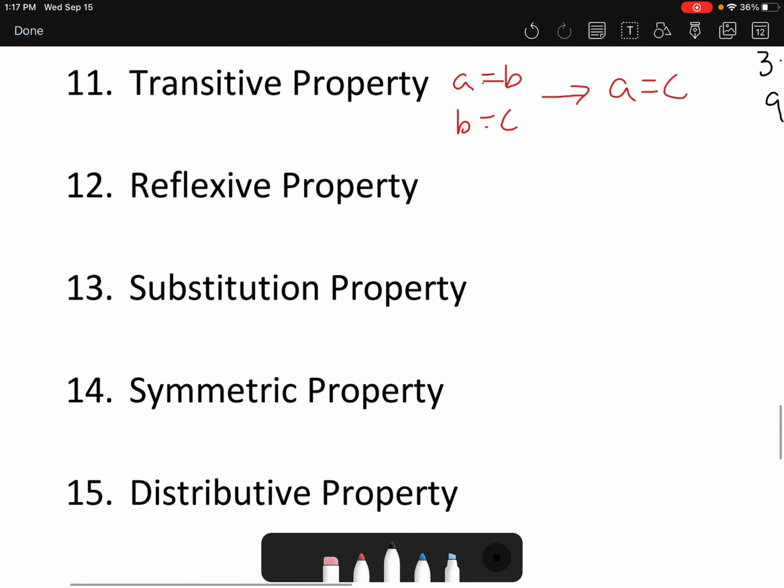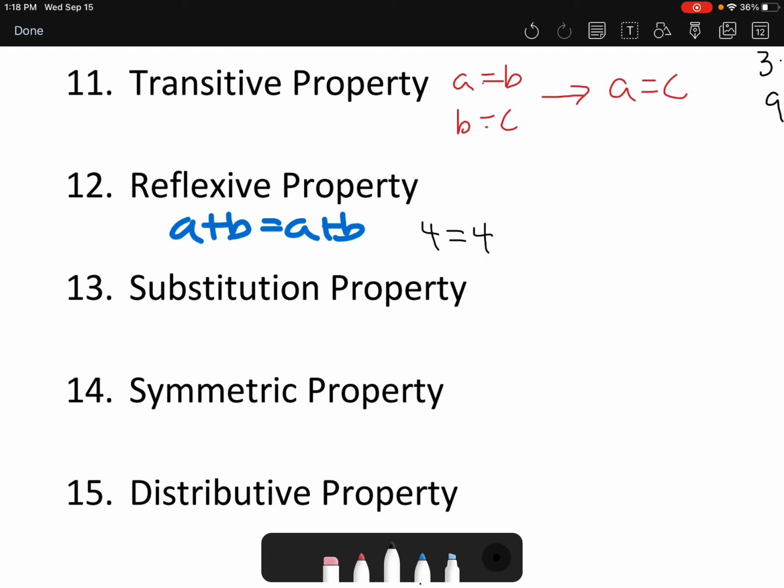Up next is the reflexive property. The good way to remember the reflexive property is that it is exactly the same on both sides, just like a reflection in the mirror. The reflexive property says, for example, A plus B equals A plus B. You have exactly the same thing on both sides of that equal sign, just like the reflection in a mirror. Another example that was in those notes just said that 4 equals 4.